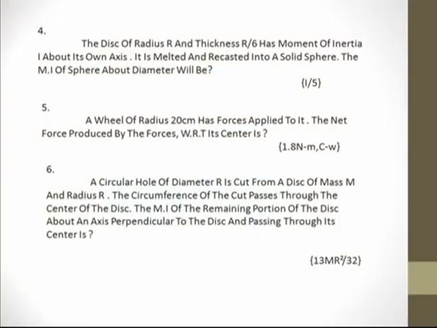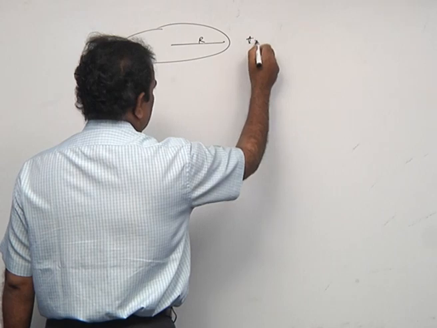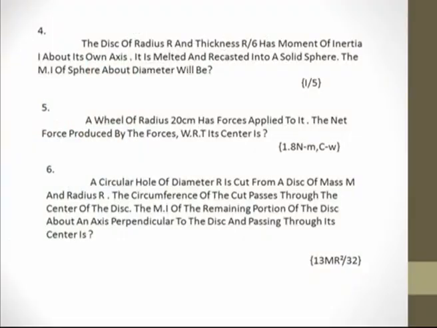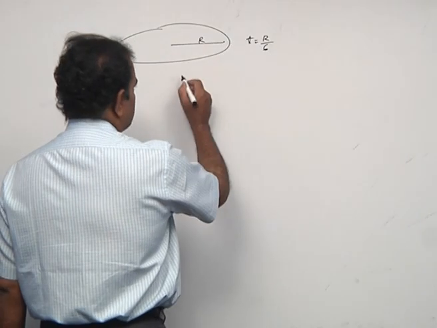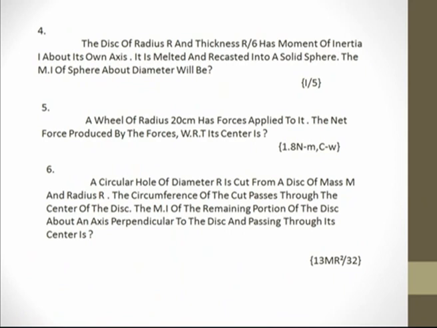Now we come to the fourth problem. In this problem, a disk of radius r and thickness r by 6 is there. The disk is here, its radius is r, and its thickness is r by 6, and it has a moment of inertia I about its own axis. Next, it is melted and recast into a solid sphere, and the moment of inertia of that sphere about its diameter will be asked. So the moment of inertia is I in this case. Now it is melted and recast into a solid sphere. What is the moment of inertia about this diameter? That is the point.